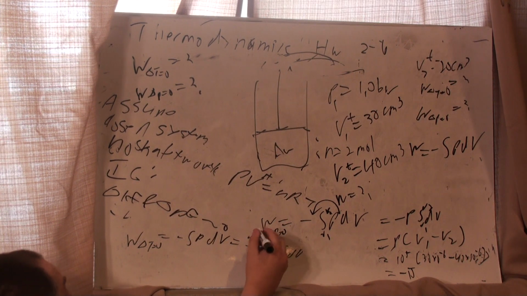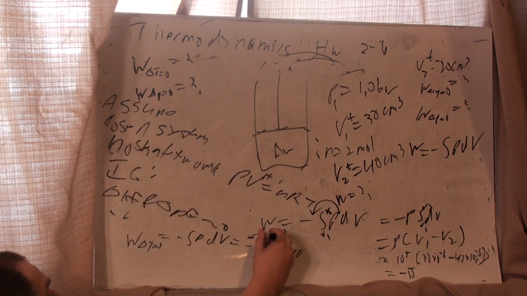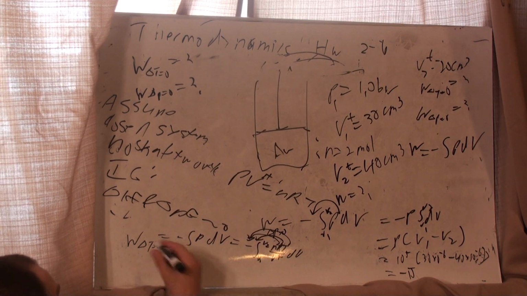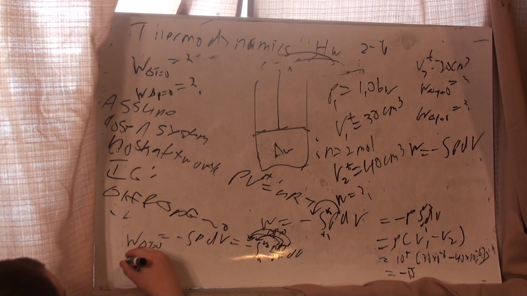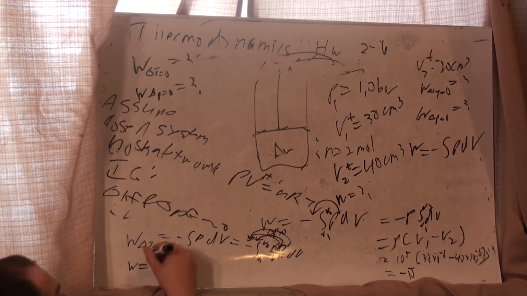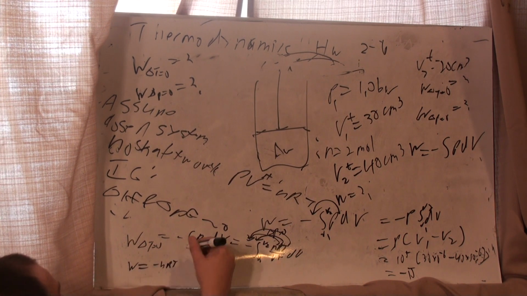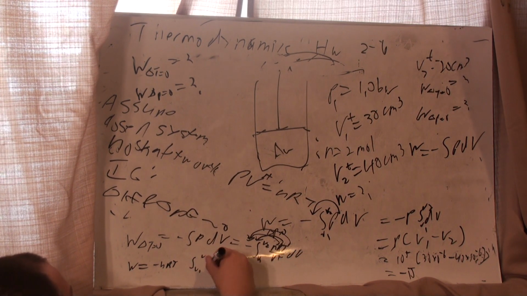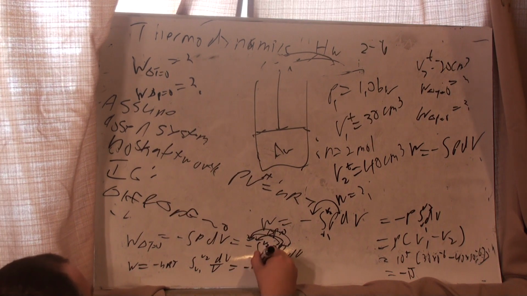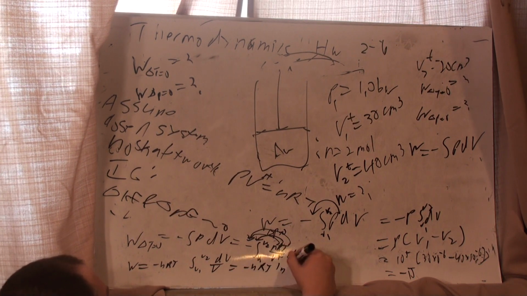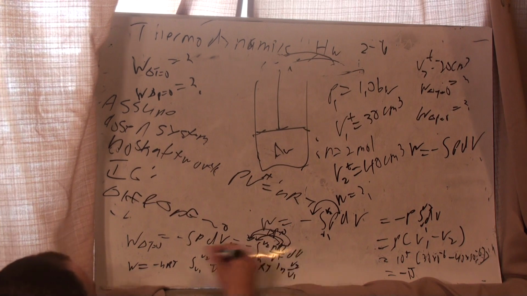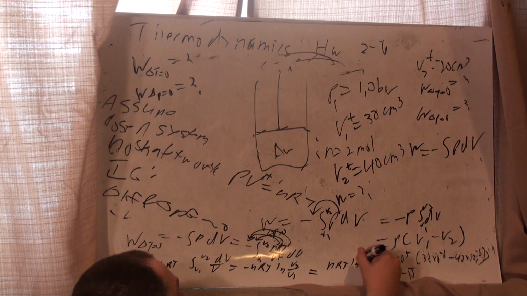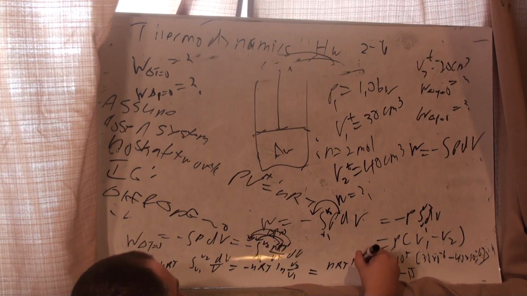Well, I know my moles are constant because it's a closed system. I know my R is constant, and I know my temperature is constant because it said it was isothermal. So when I'm all said and done, I have minus nRT times the integral from V1 to V2 of dV over V. So I have minus nRT natural log of V2 over V1, which means I have nRT natural log of V1 over V2.